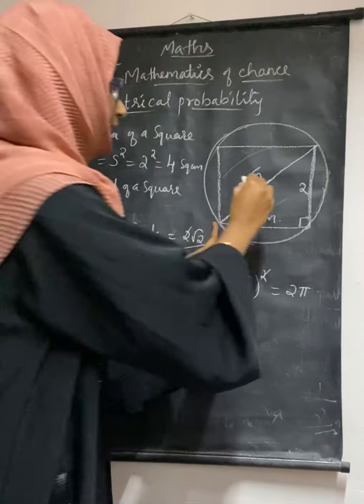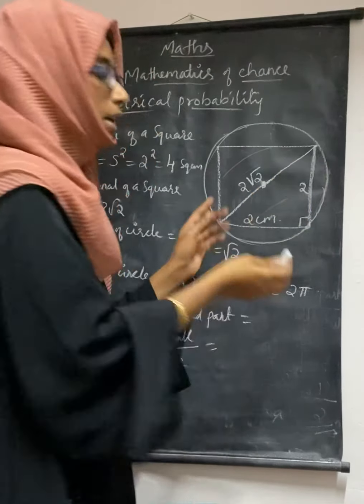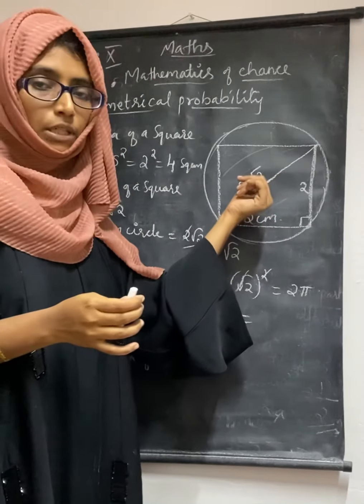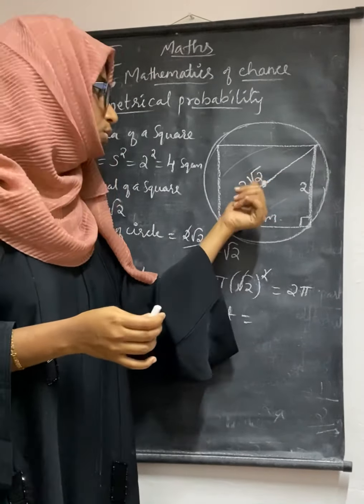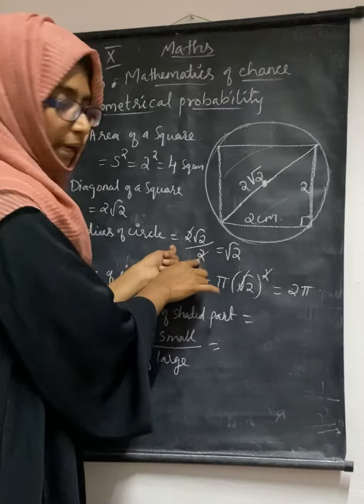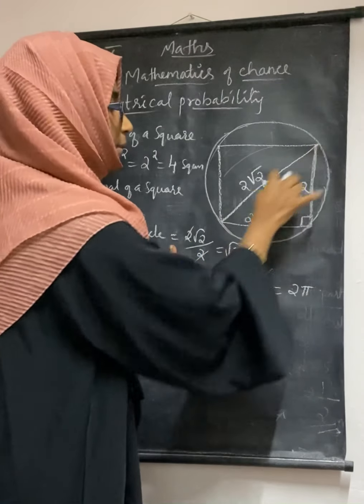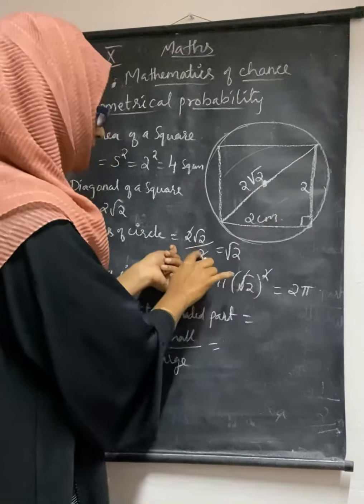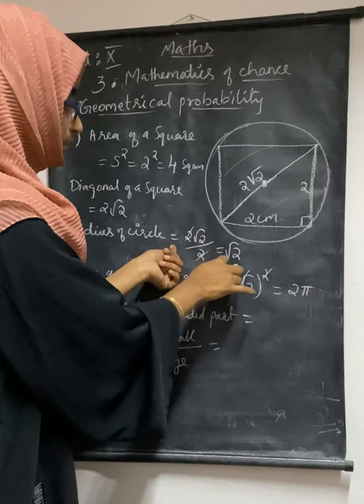So this diameter is 2 root 2. What will be the radius? Radius means from here to here, half of 2 root 2. So the diagonal of a square, this one, I am finding, is 2 root 2. Now I want the radius. Radius of a circle can be written as 2 root 2 by 2 because it's the diameter, so half will be the radius. Divided by 2, it can be cancelled. Root 2 you will get.